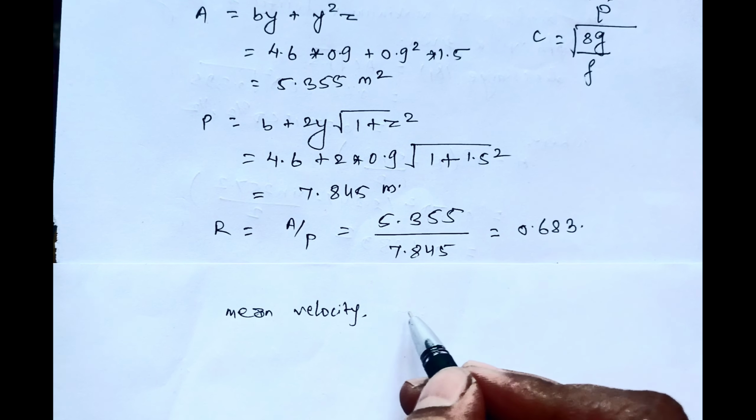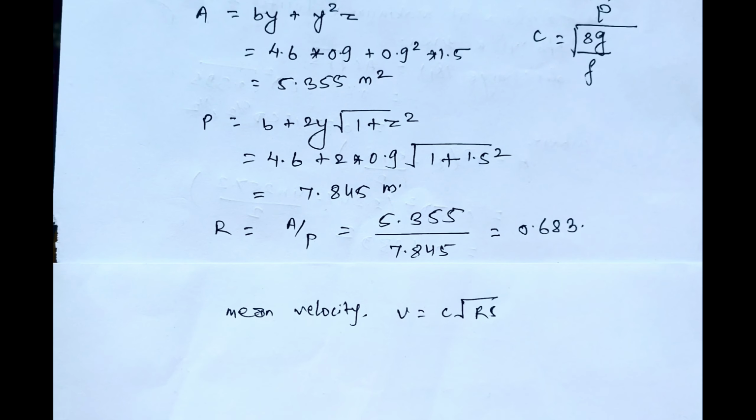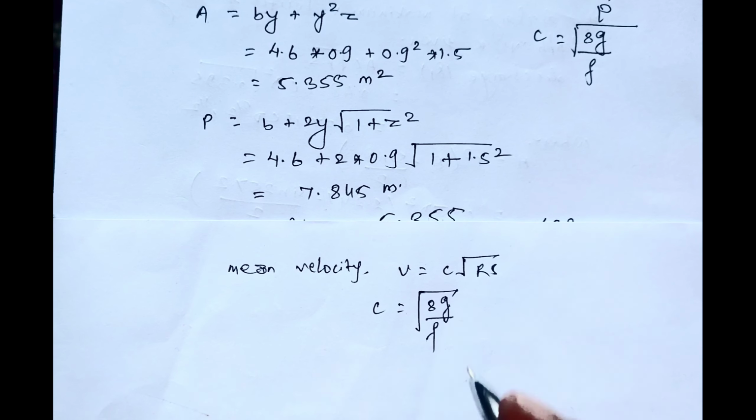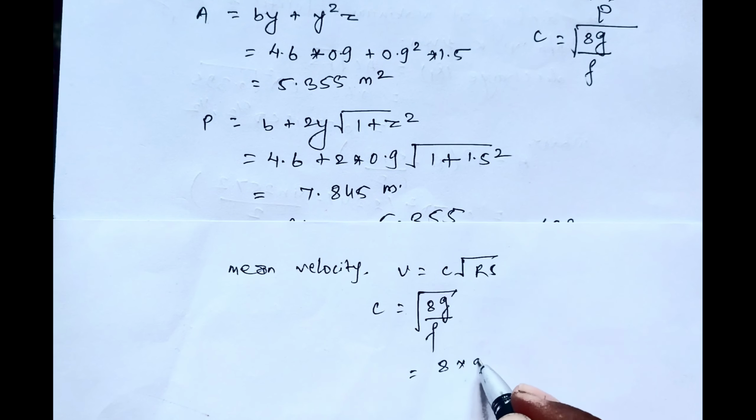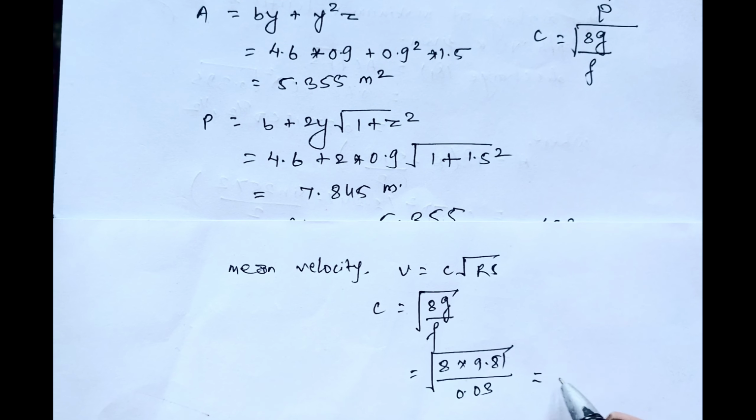Now we have to calculate the mean velocity. Mean velocity can be calculated using the formula v equals c root over rs, where c is the Chezy constant and it can be given as root over 8g by f. Let's calculate the Chezy constant, where c equals root over 8 into 9.81 divided by the value of f, given as 0.03 in our question. On solving this, the result will be 51.15.